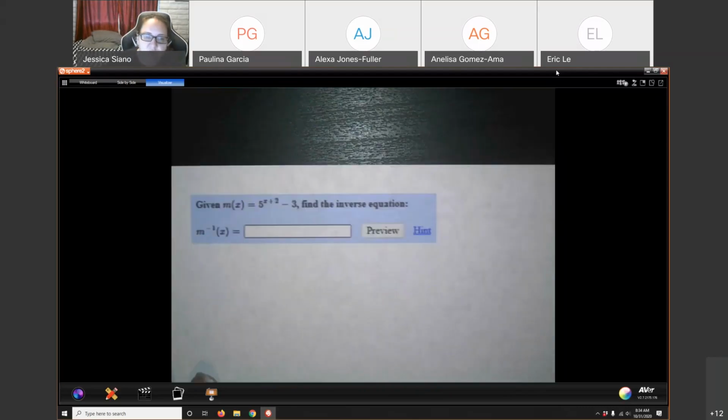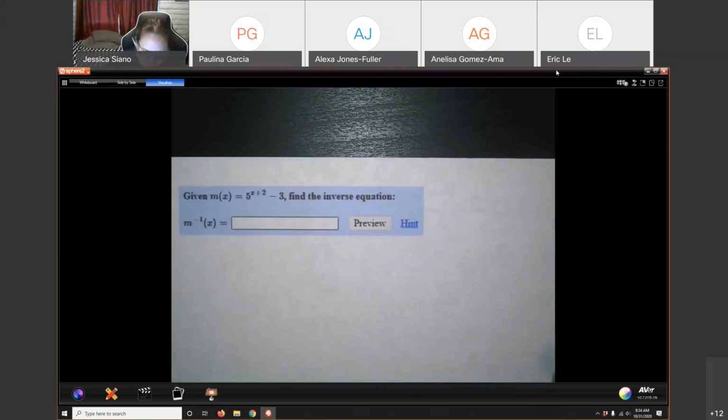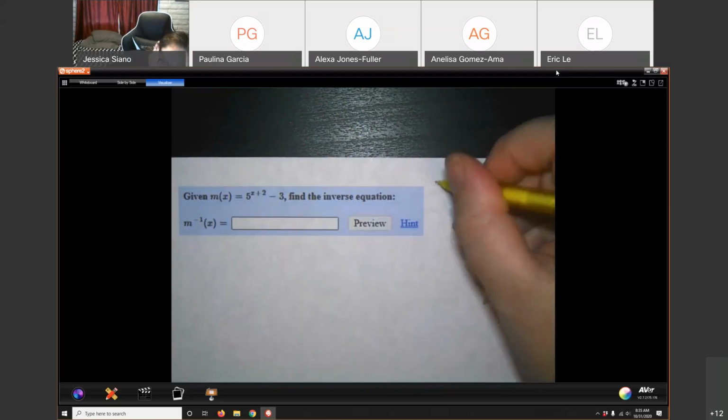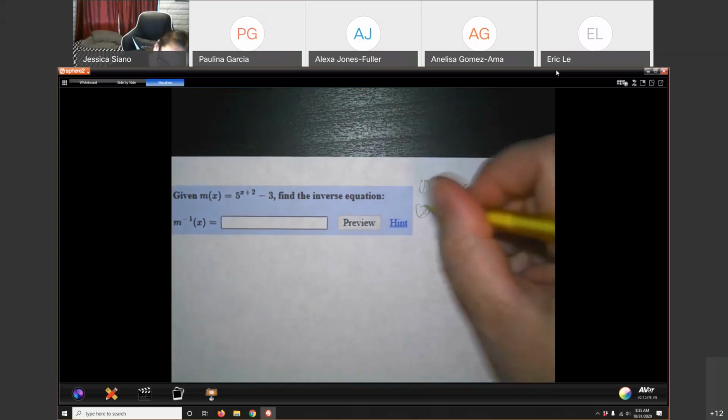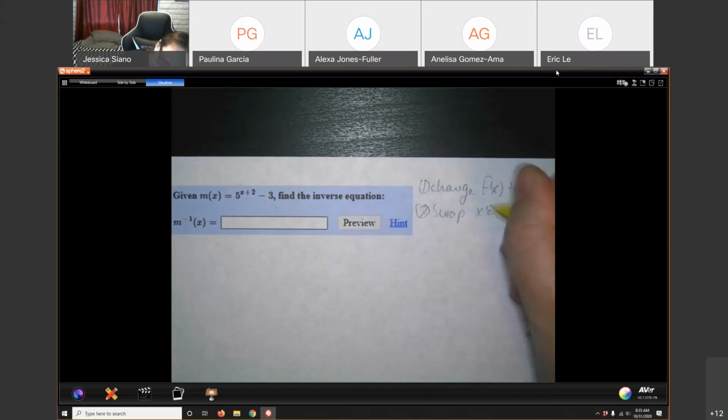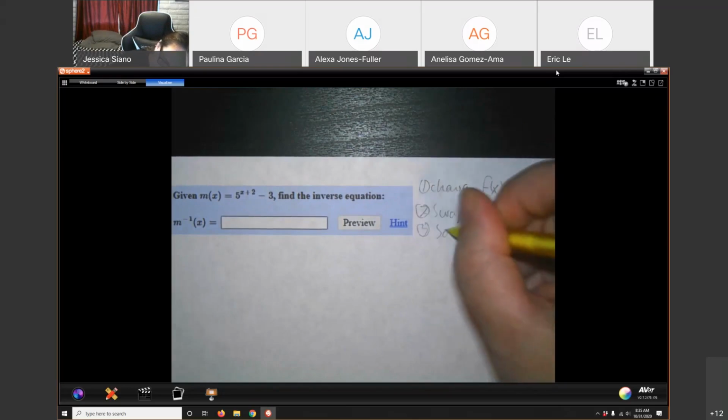All right. So 3 steps to find the inverse. We talked about inverse functions a while ago, but let's remind ourselves the 3 steps to find an inverse are: change f of x to y, swap x and y, and then solve for y.